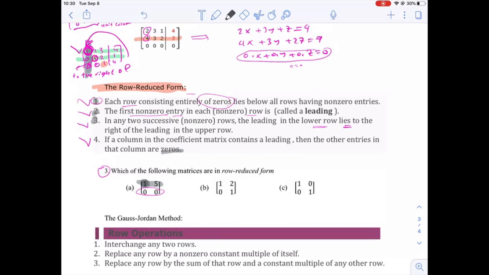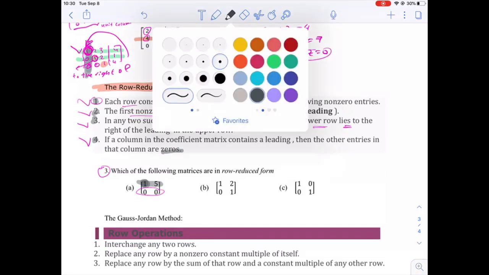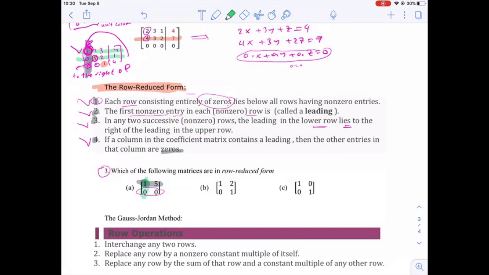What about the third one? For any two successive non-zero rows, we don't have two successive non-zero rows, so we are fine with this. The fourth one, if a column of the coefficient matrix contains a leading number, then the other elements are zeros. As you can see here in the first column, this is a unit column because we have a leading number here and everything else in that column is 0. So this is yes.